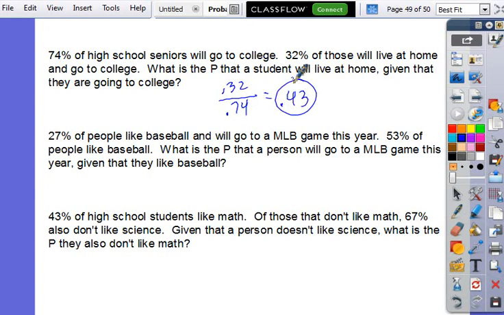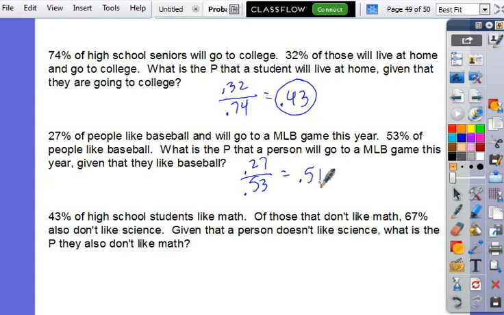All right, second one says 27% of people like baseball and will go to a Major League Baseball game this year. 53% of people like baseball. What is the probability that a person will go to a Major League Baseball game this year given that they like baseball? So my condition is they have to like baseball. The liking baseball is 53%, so that's 0.53. And of that 53%, 27% will go to a game, so 0.27. That is equal to 0.51.